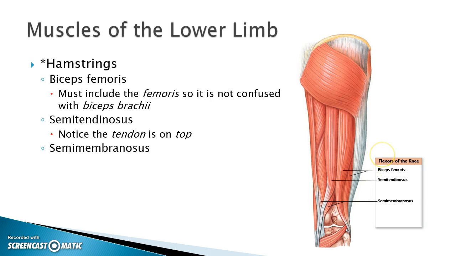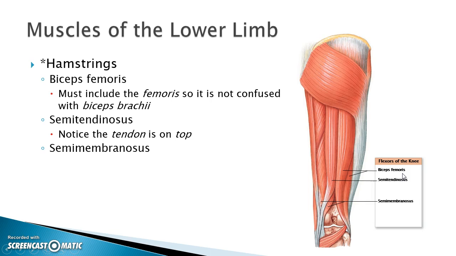The flexors of the knee are on the posterior side, so we know knee flexion is making the angle smaller, and these are called the hamstrings. There are three muscles that make up the hamstrings: the biceps femoris, semitendinosus, and semimembranosus. All three of these muscles have an origin on the ischial tuberosity. The first muscle on the lateral side is the biceps femoris. Biceps means that it has two heads, so here's one head and two heads. Femoris means that it's attaching to the femur.